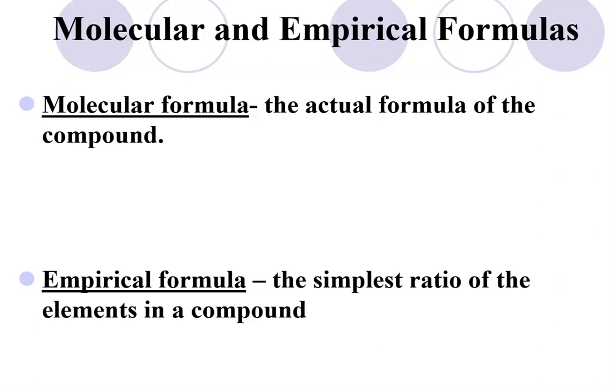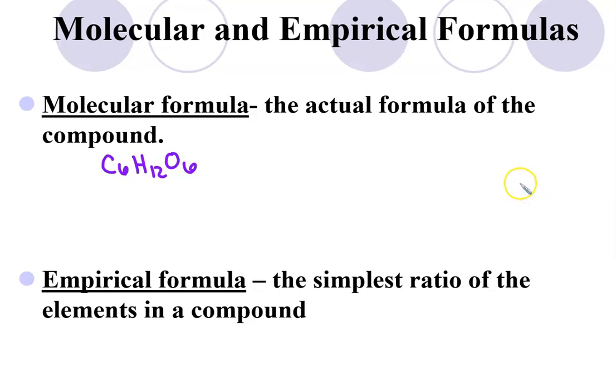So the molecular formula is the actual formula of the compound. For example, some of you may know C6H12O6. That's the actual formula for glucose, glucose being your blood sugar. And so it has 6 carbons, 12 hydrogens, and 6 oxygens. So that makes up a molecule of glucose. That is a covalent compound there.